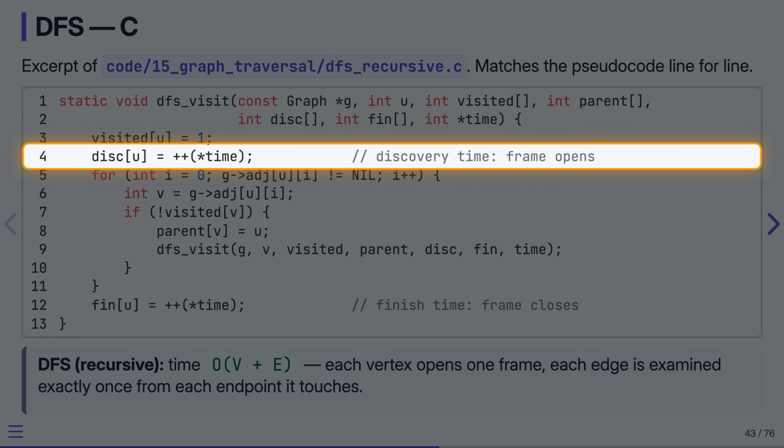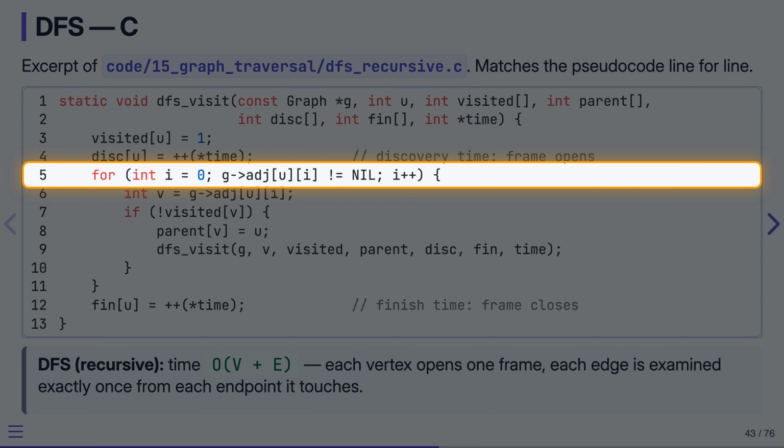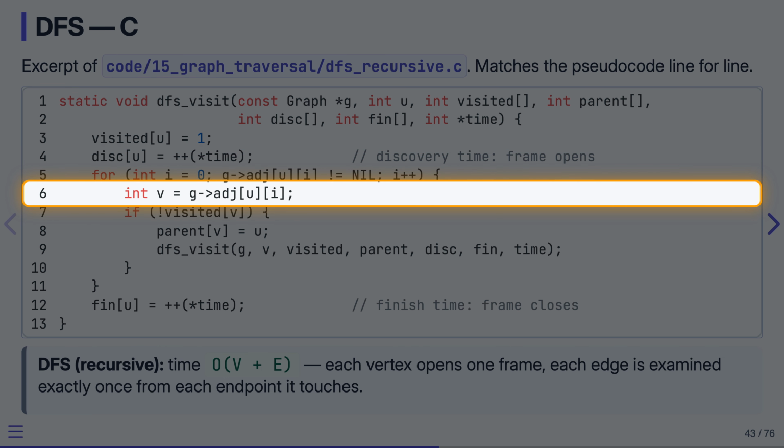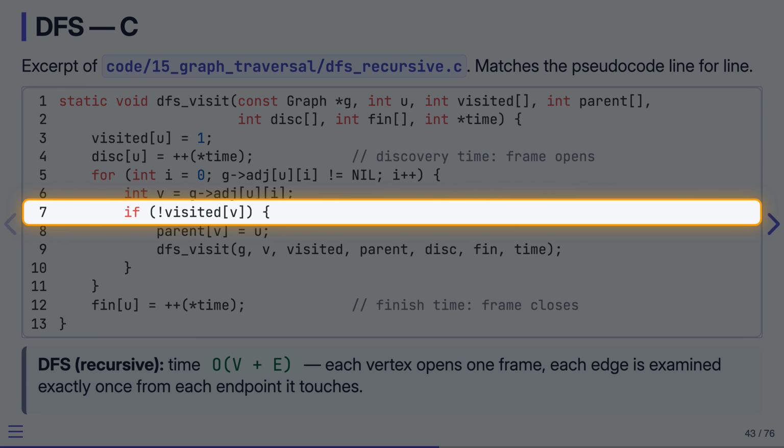Then it records the discovery time. It adds 1 to the shared time counter, then stores that value in discovery at U. This is the moment the frame opens. Now the loop walks the adjacency list of U. It stops at the nil marker, which is the end of the list. Each time round, it reads the next neighbor into V. It checks whether V is still unvisited.